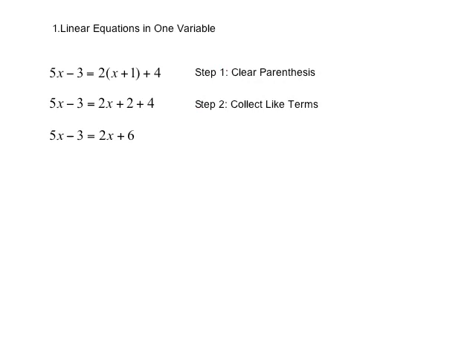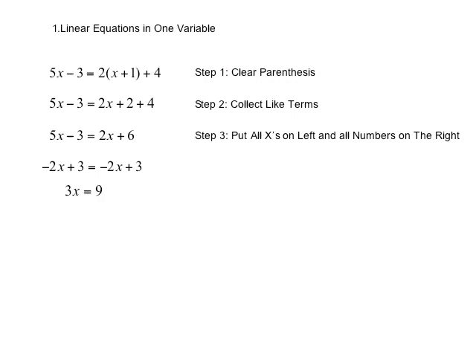Now what do we do next? Put all the x's on the left and all the numbers on the right. Now it doesn't really matter which side you put them on, but you've got to get all the x's on one side and all the numbers or constant terms on the other. So we're going to do this by subtracting 2x and adding 3 to both sides. This will keep our equation balanced. And we get 3x equals 9. So now what do we do next? Divide both sides by 3.